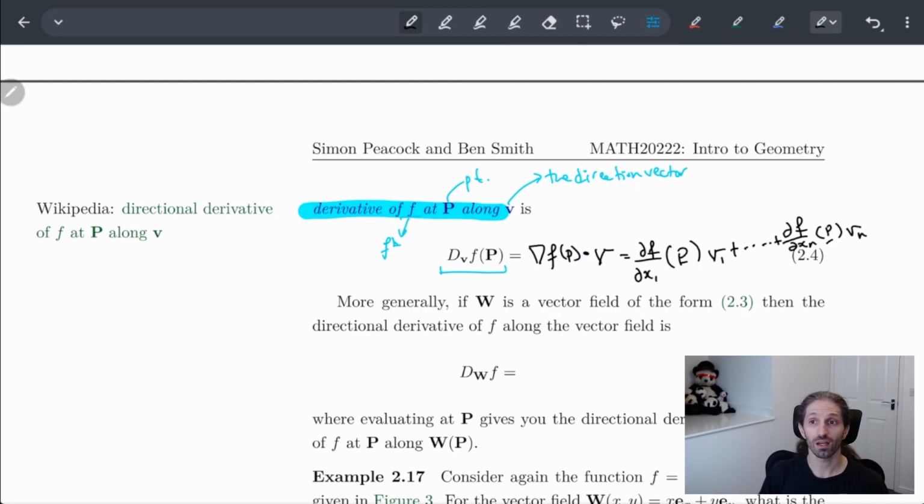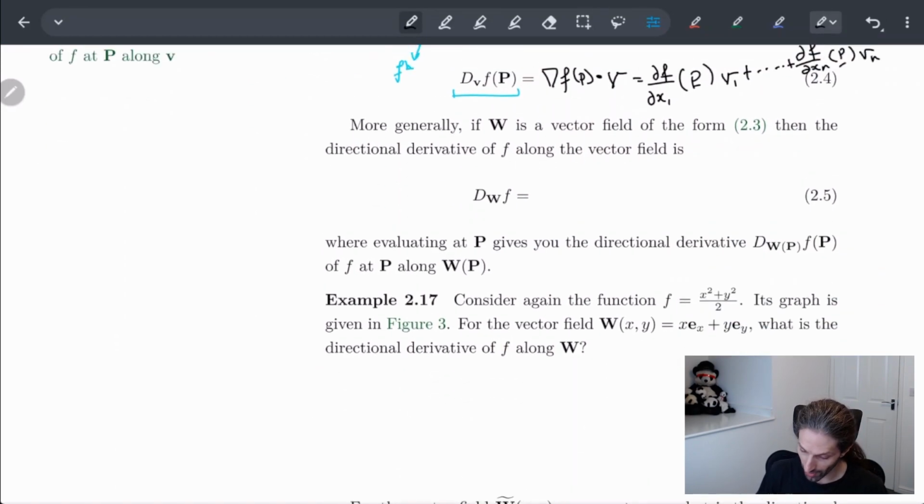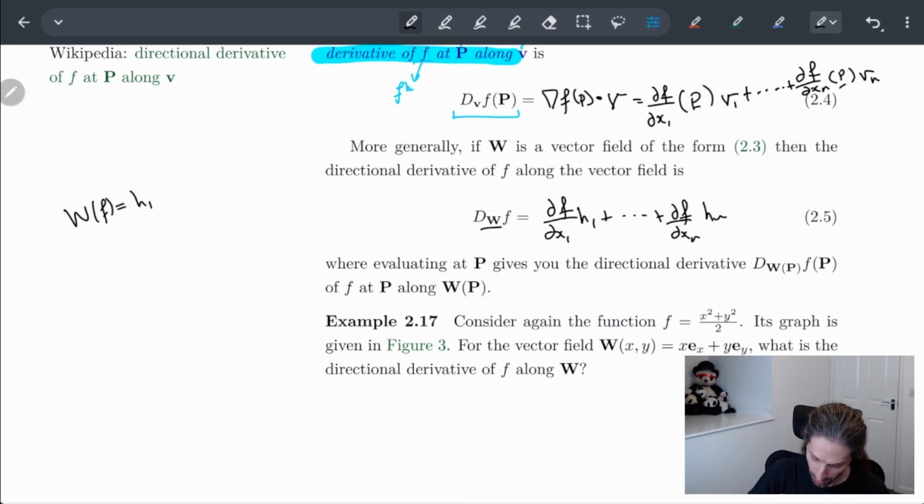So in other words, if we look at w being the vector field, this is going to be the maximal one at this point. So in essence, what we have here is that d_w of f, where w is the vector field and f is our function, is the partial of f over partial of x1 applied to h1, and then we just keep this going, up to the partial of f over partial of xn times hn. Here the h's, if you recall, this is precisely w of f is h1.